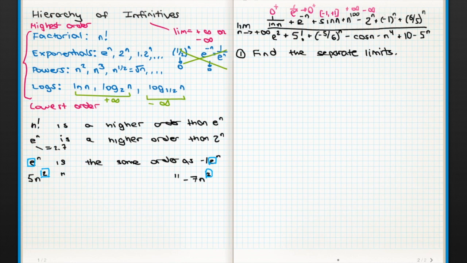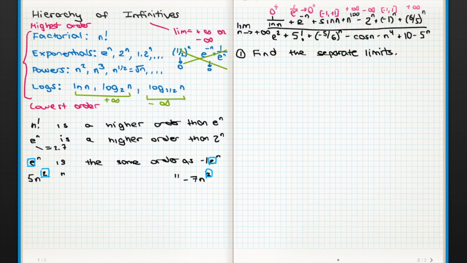Then we have minus 1 to the n, which is very similar to sine and cosine. It also tends to a value between minus 1 and 1. So by itself, it's irregular. But in this case, we're going to see that it won't actually affect the limit. And lastly, we have 6/5 to the n, which is an exponential with a base a little bit bigger than 1. As long as it's bigger than 1, it's going to tend to plus infinity.